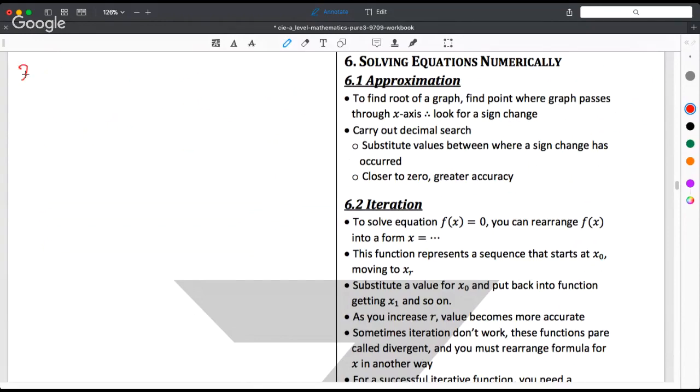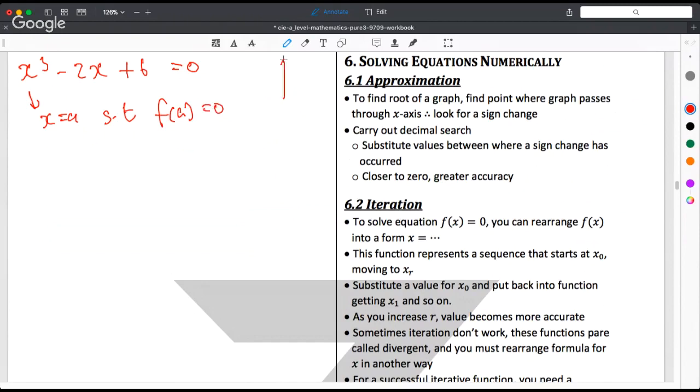Say we have some function x cubed minus 2x plus 6 equals 0. Let's imagine it's kind of hard to find the roots of this. What we want to find is the value of a such that f(a) equals 0, so we want to find the root.